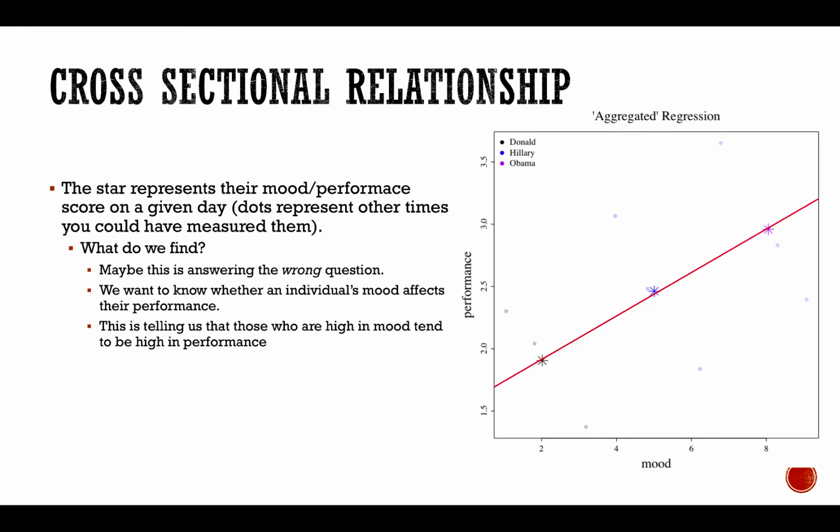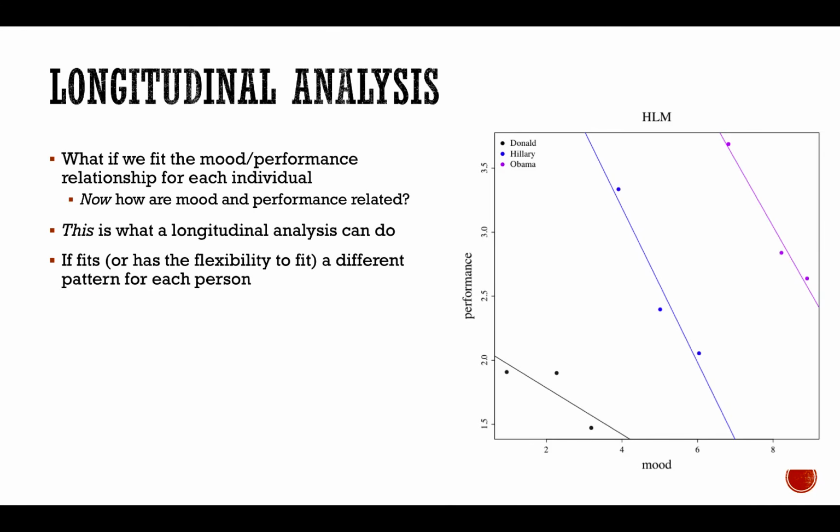But maybe this is answering the wrong question. We want to know whether an individual's mood affects their own performance. And this is telling us that those who are high in mood tend to be high in performance. Well, that's a totally different question than the one we may be wanting to answer. Whereas a longitudinal analysis allows you to look at those changes within people. So now how are mood and performance related? Well, within a person, as someone's mood goes up, their performance goes down.